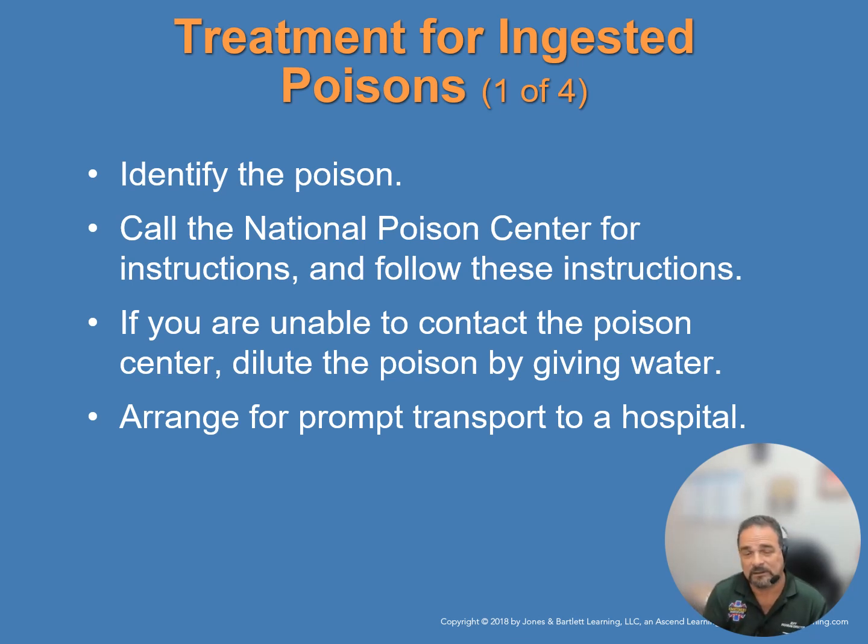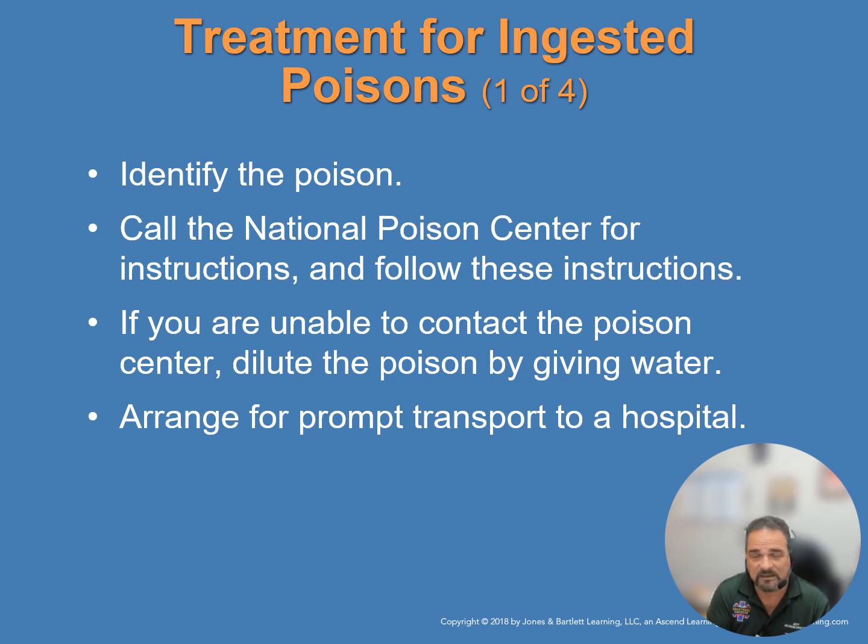Treatments. Number one is we have to identify the poison. We have to figure out what it is. Once we've identified what the poison is, you'll call medical control or call the Poison Control Center based on your local protocols to determine what your course of treatment is going to be.